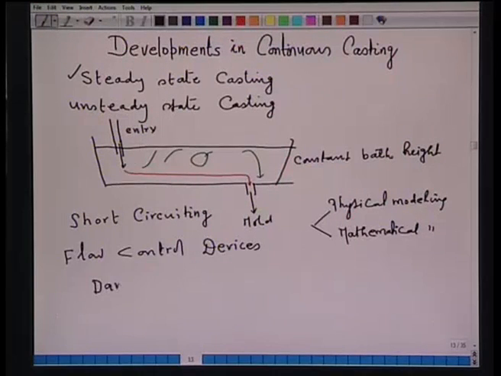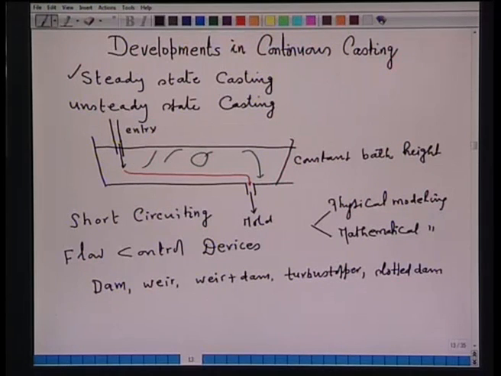So, flow control devices of various types were tried, and the very important flow control devices that most modern tundishes of continuous casters have are dams, or a combination of weir plus dam, or turbo stopper, slotted dams, and so on. A tundish with dam looks something like this.